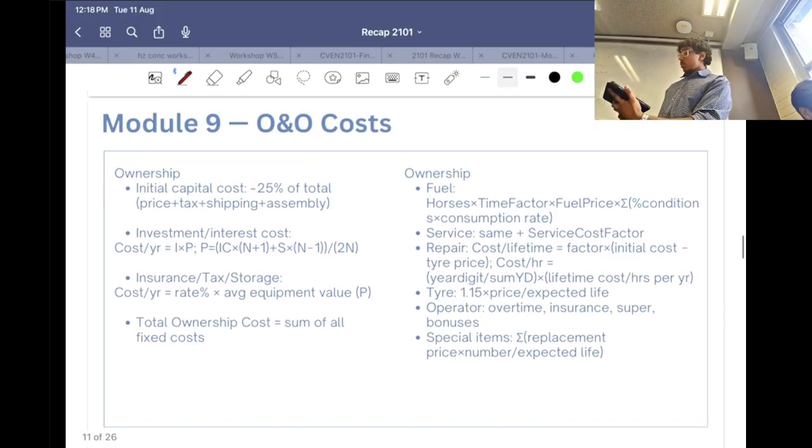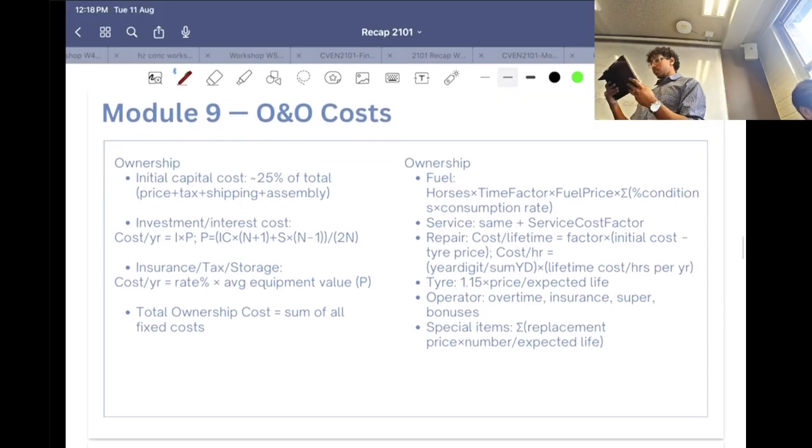We got our O&O costs, so that's ownership and occupation. I'll change that later. We got our initial capital cost, so that's 25% of the total price. So this price, the tax, the shipping, and the assembly. We've got our investment over interest cost, so what we're actually doing with it over the interest itself. We've got insurance, tax, and storage. That is also just table based. They give you a table for each thing. You just add them up and multiply by the average equipment value. And then the total ownership cost is just all those 3 costs added up.